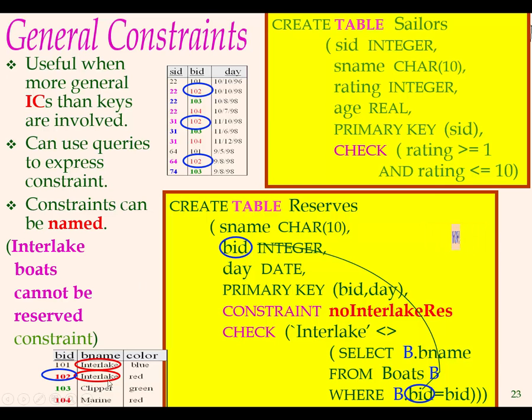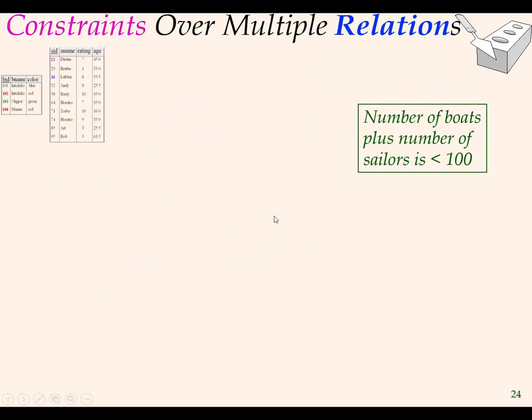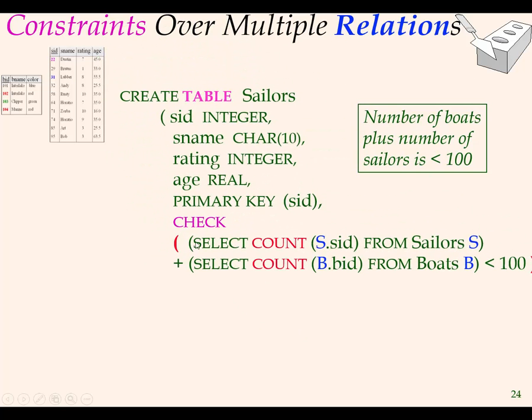Okay, so interlake is 101 and 102. Can I have constraints over multiple relations? Yes. So this is an example. Here is the check. I'm going to select the count from sailors plus the select the count from boats, and that has to be less than 100.